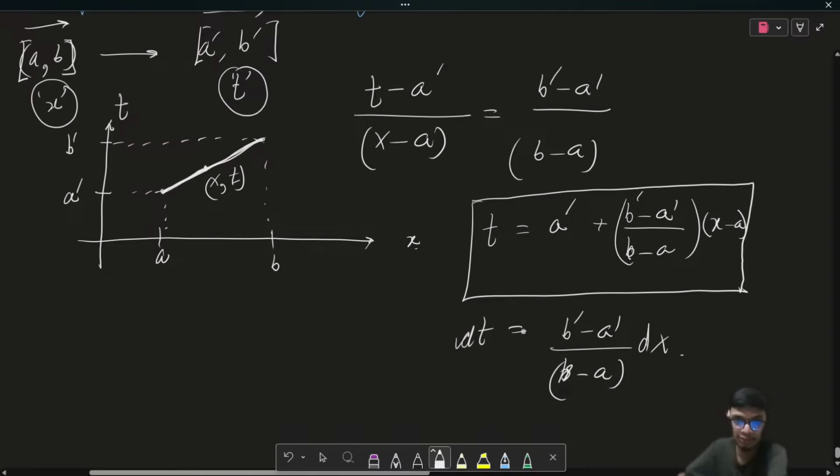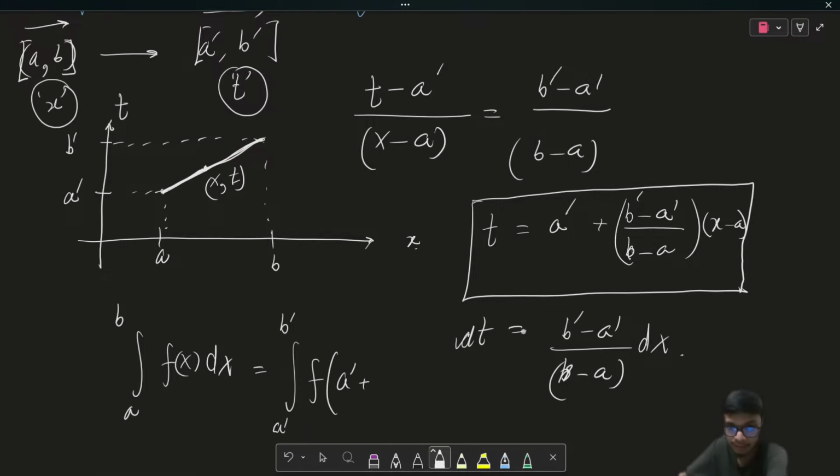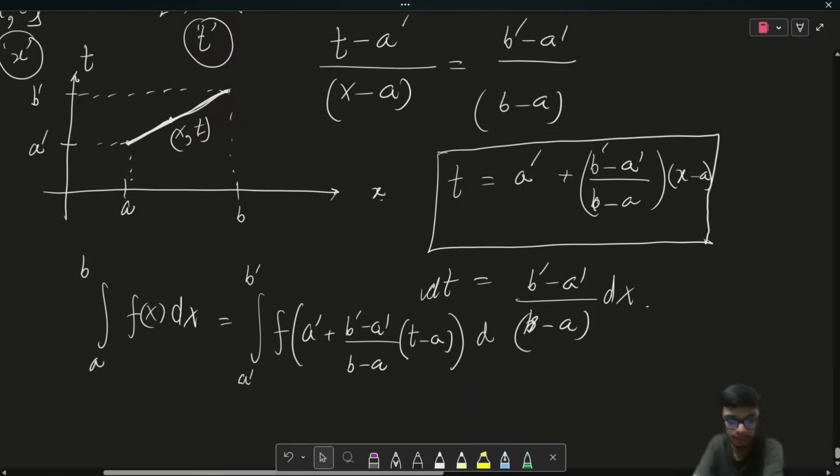So therefore, if I do this substitution, then my integration from a to b of the function f of x dx will be equal to the integration from a dash to b dash of the given function, that is f of a dash plus b dash minus a dash divided by b minus a times x minus a. And then in place of dx we're going to have, okay, let me check. I made a mistake over here. It should be t minus a, right? Yes, it should be t minus a. Sorry, t minus a dash. I completely took the reciprocal.